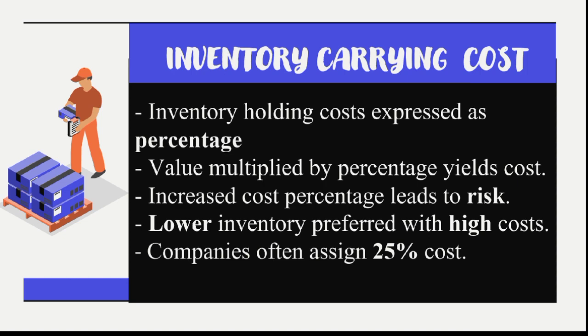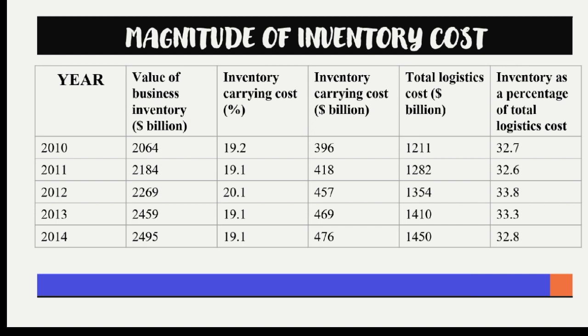used since the mid-1950s. So as you can see, the data shown in the table offer insights about the absolute and relative magnitude of inventory cost in the United States between 2010 and 2014. From an absolute perspective, the table indicates that the value of business inventory ranged between $2.1 trillion and $2.5 million between 2010 and 2014. In relative terms, inventory costs between 2010 and 2014 represent approximately one-third of total logistics cost.